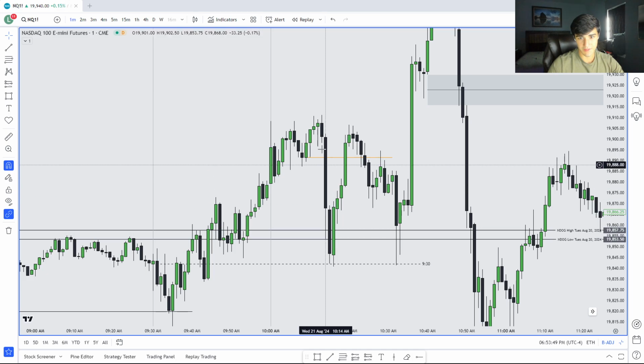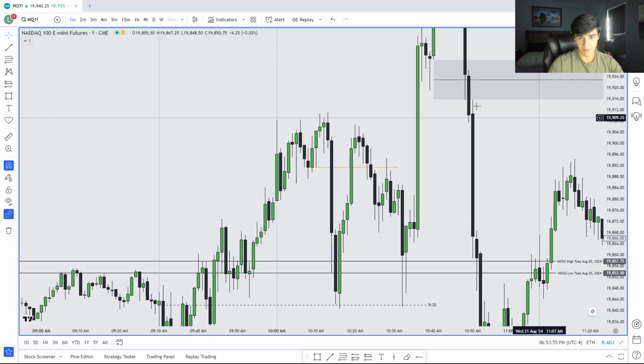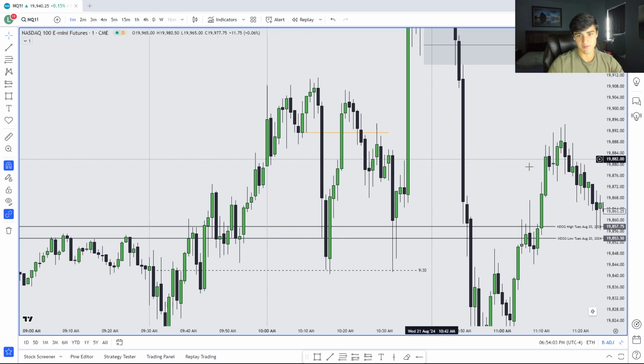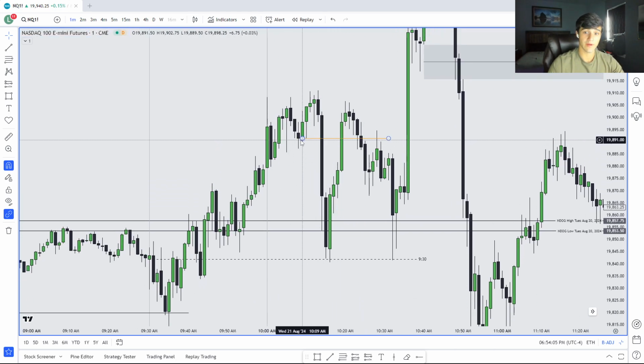I have a large sell side imbalance. I have no inverse fair value gap. I have a breaker block though. So once I saw this meaningful displacement, I was looking to see if price could come back to the open price of the order block.